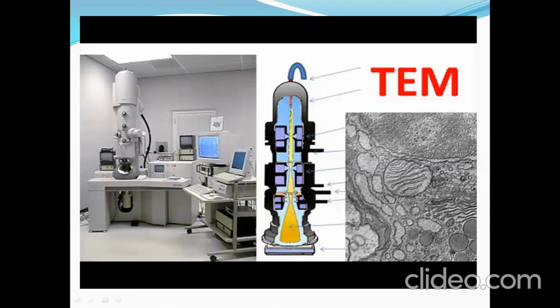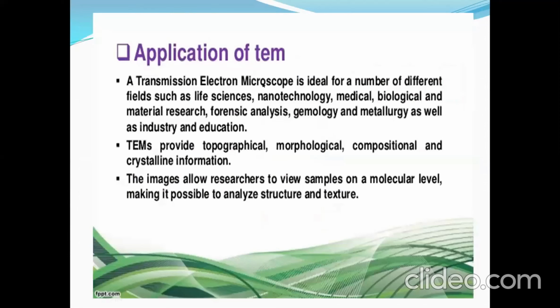Okay, so next, what are the applications? The transmission electron microscope is ideal for a number of different fields such as life sciences, nanotechnology, medical biology, material science, forensic analysis, gemology, and metallurgy. The TEM provides topographical, morphological, compositional, and crystalline information. The images allow researchers to view samples at a molecular level, making it possible to analyze structure and texture. So these are the various applications of TEM.